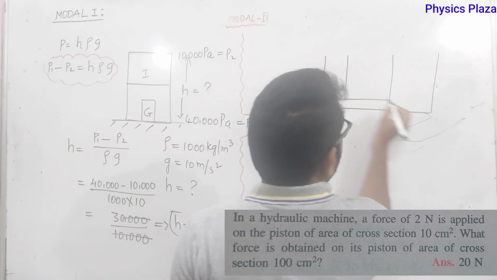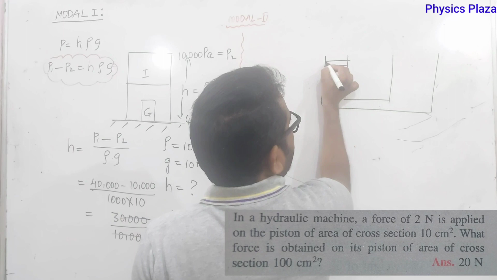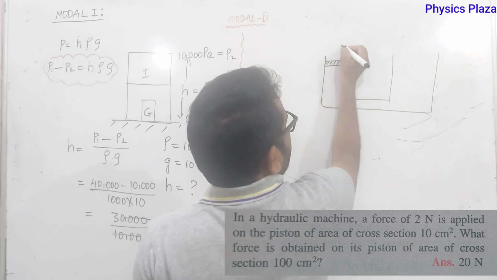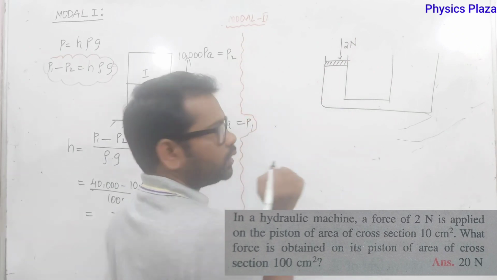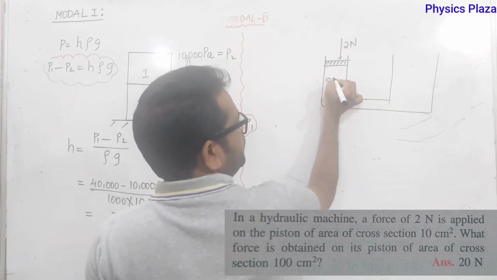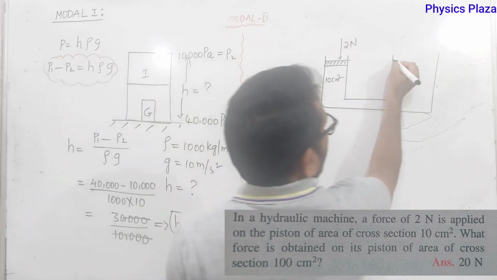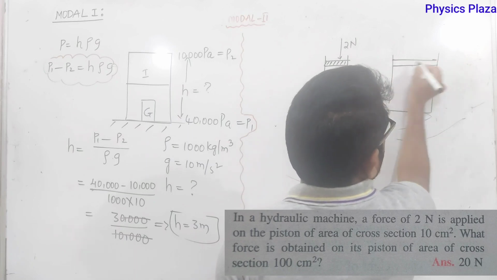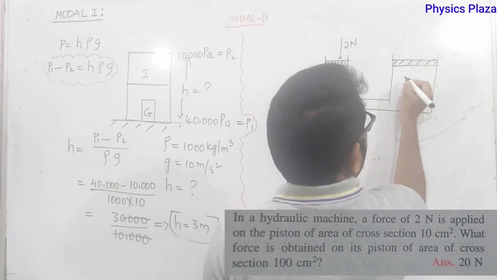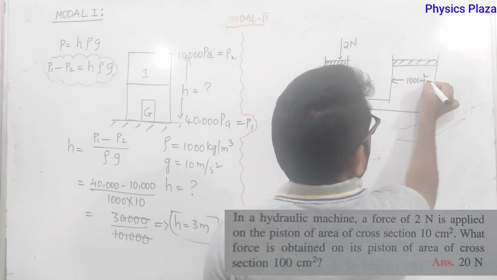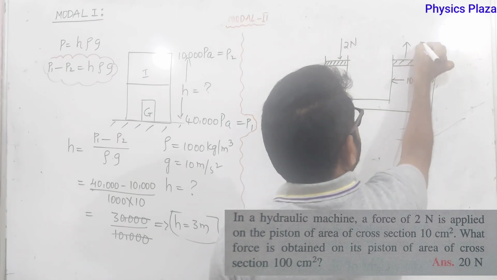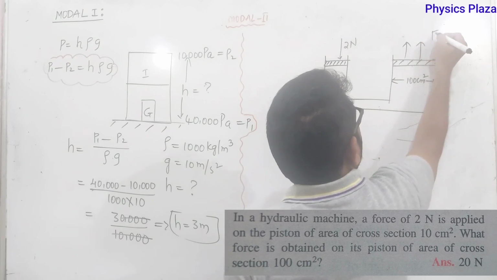Here is the hydraulic machine, children. Here is the smaller piston, and they said that a 2 Newton force is acting on it, and its surface area is 10 centimeters square. And here is the larger piston, whose surface area is 100 centimeters square. Now they are asking how much force is exerted on the larger piston.